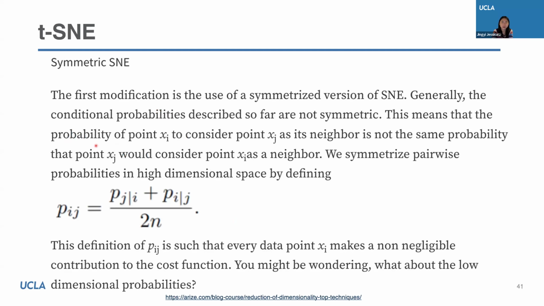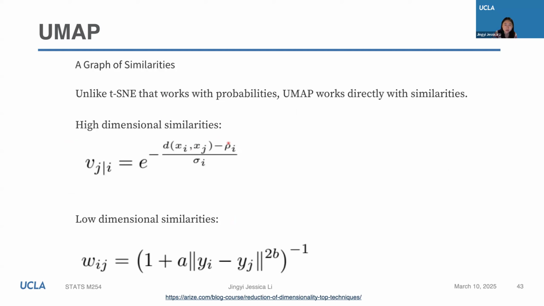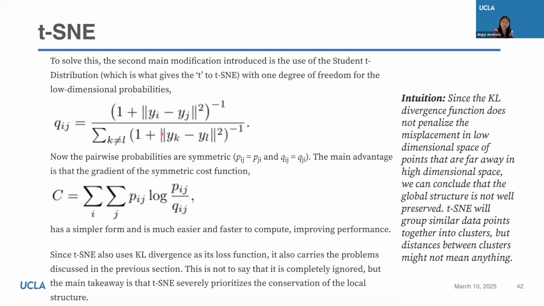So in UMAP, you just have the distance, you minus a rho i for this data point i, divided by sigma i. So there are some differences in being squared or not, and also subtracting this additional constant specific to i. And it defines low-dimensional similarities Wij in this way. You can also see some similarity with t-SNE, right? 1 plus Euclidean distance raised to power 2b multiplied by a, and inverse. If you go back to t-SNE, this is what we have. So here the difference is that you don't have the a here, you don't have the b in the power. But other than that, it's the same thing.